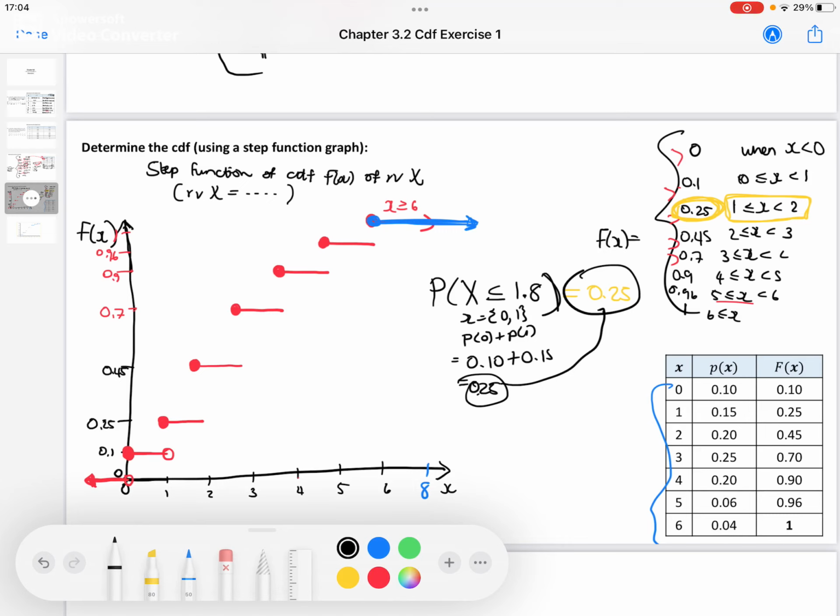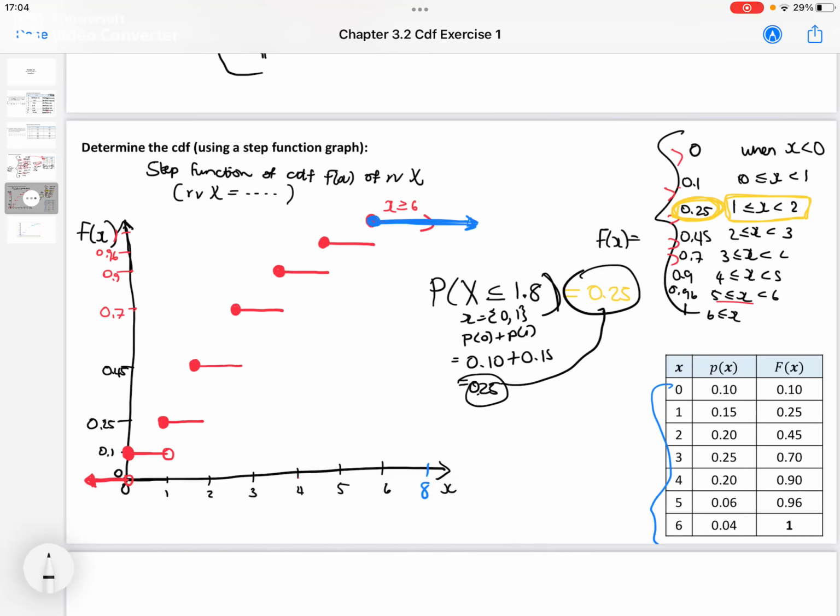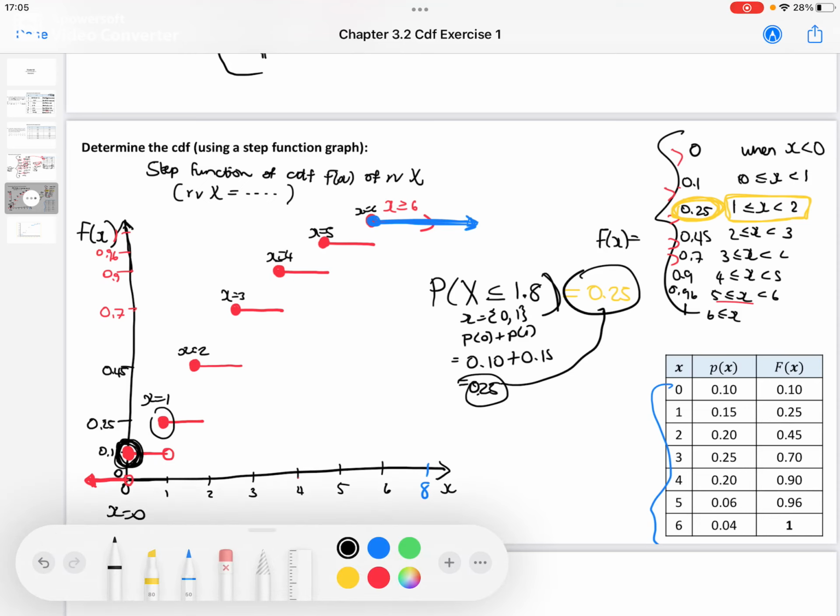Okay, so another thing that I want you to take a look at is these points here. If you have a step function only of your CDF, then you can get the possible values of your random variable by looking at the points that are included. You see on the graph, x equal to 0 is included because you have a colored, closed circle there. And then x equal to 1, that's also a possible value. x equal to 2, possible value. x equal to 3, x equal to 4, x equal to 5, and x equal to 6. Those are also possible values.